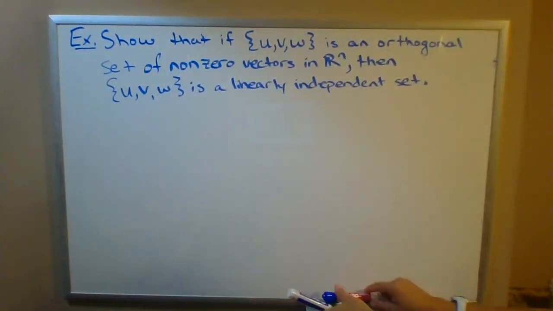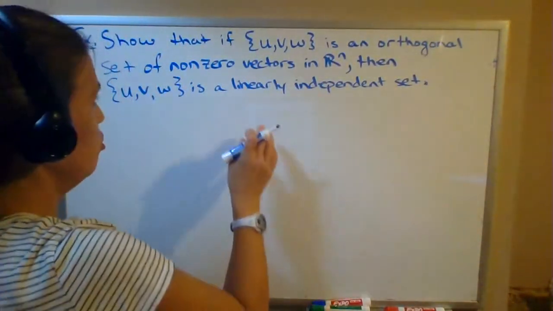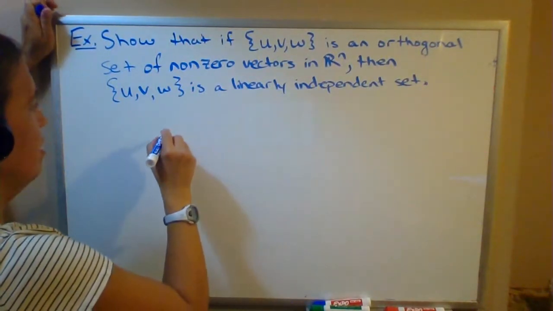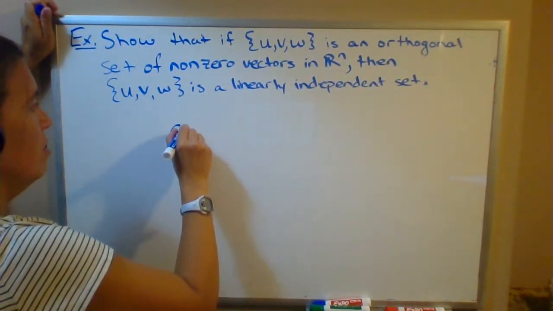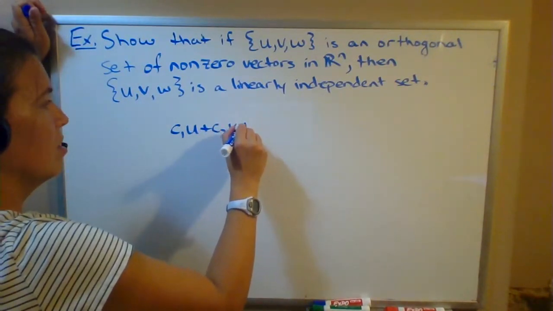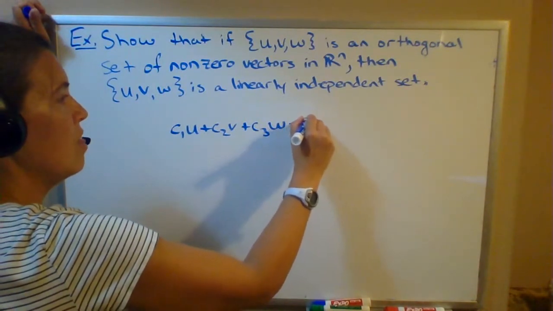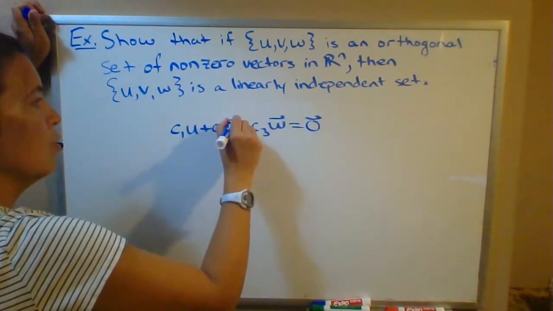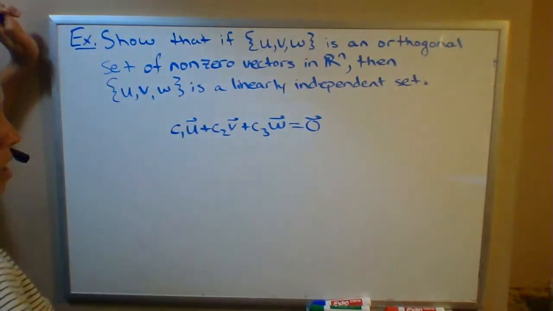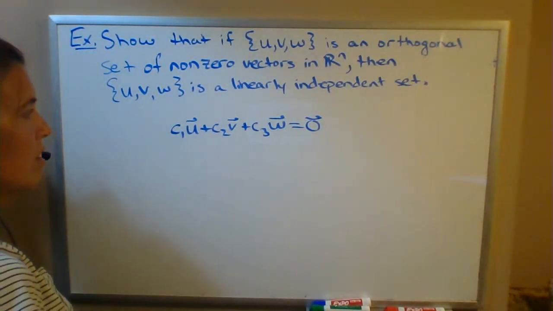In order to show this, we need to think about the definition of linear independence, which hinges on solutions to the equation c1 times the first vector plus c2 times the second vector plus c3 times the third equals the zero vector, that this equation has only the trivial solution. I'm going to put arrows above my vectors to distinguish them from the scalar quantities here.